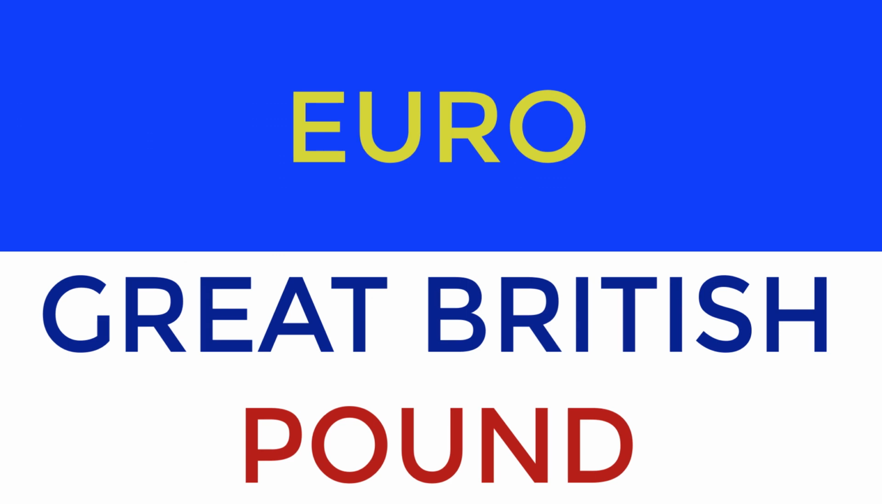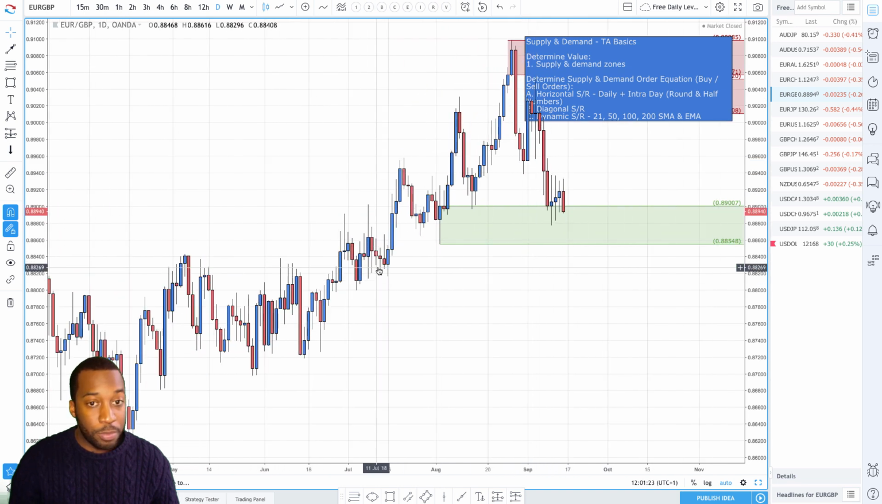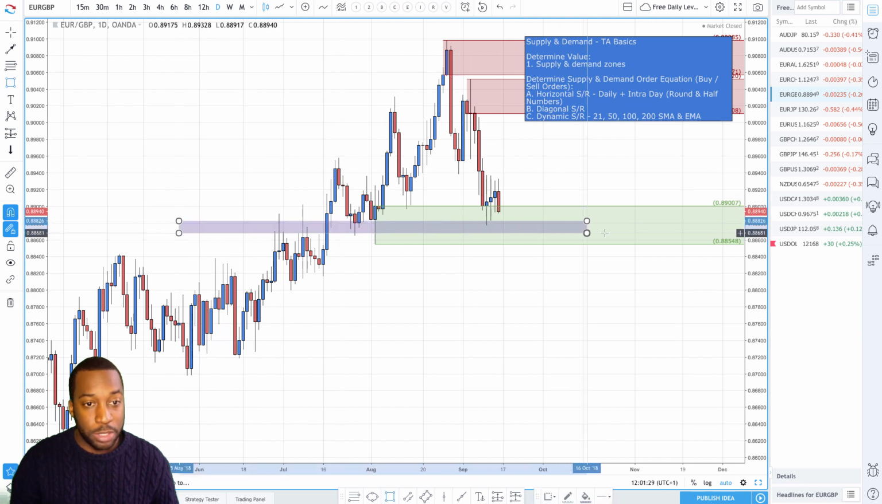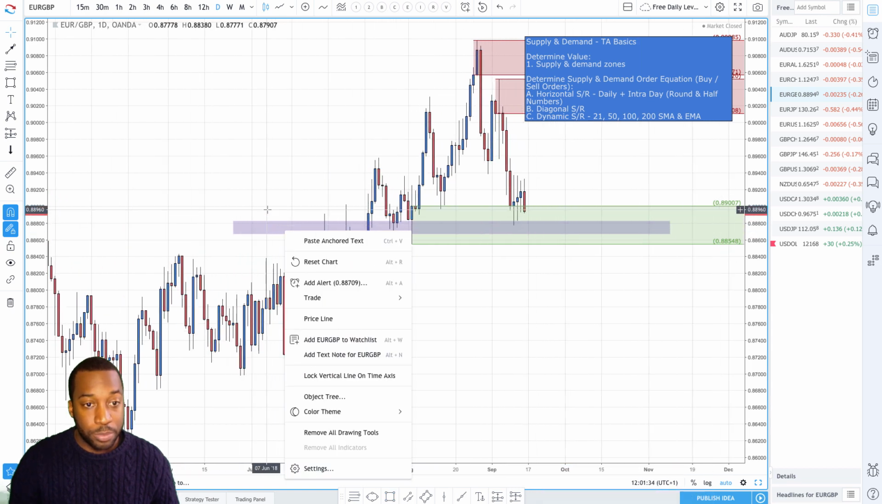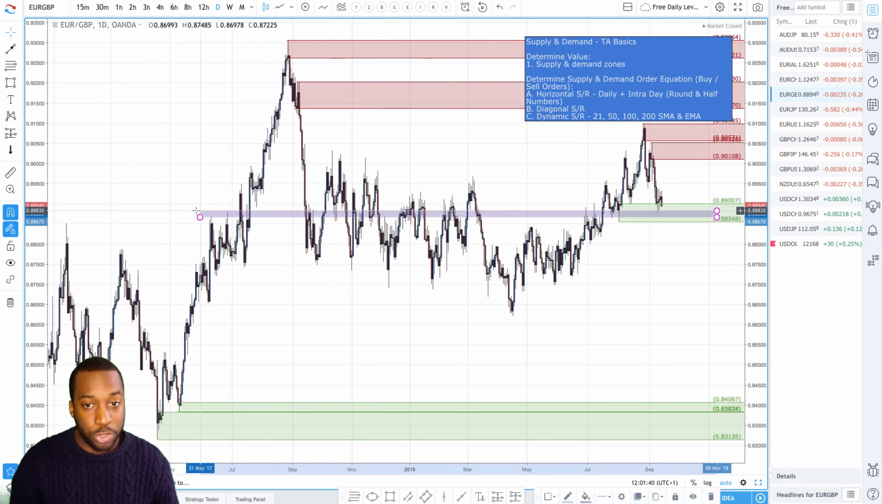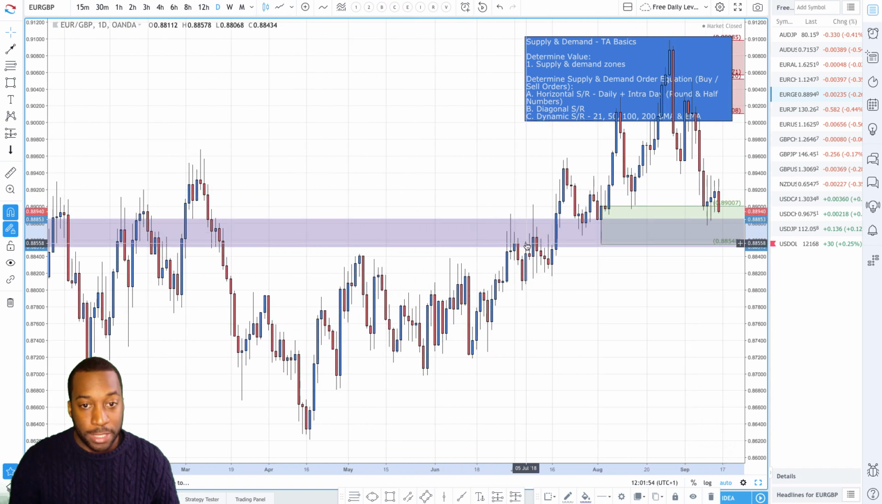Euro pound has broken through that demand zone, and we're down into this area here. So horizontal support and resistance, you can see there's an area right here. It's pretty obvious, not so obvious within this choppy range, but it has reacted. You can see resistance, resistance, support, support, resistance. So it is a level that has been used.